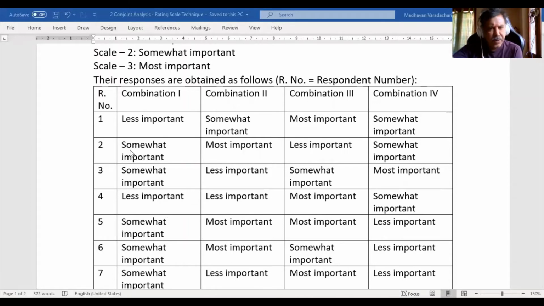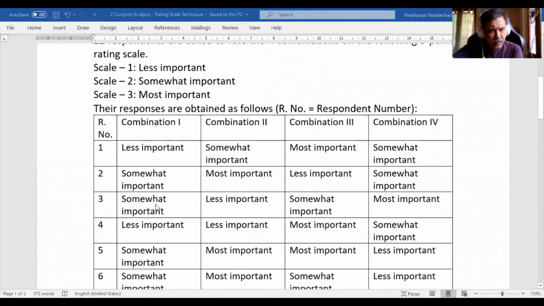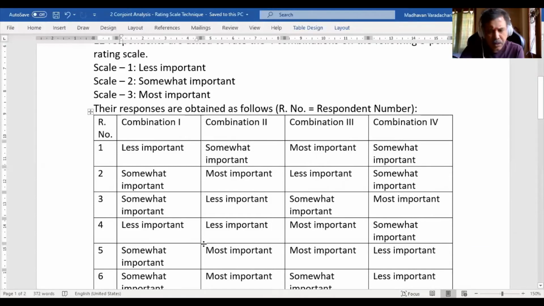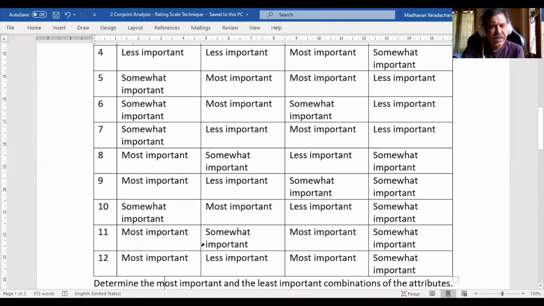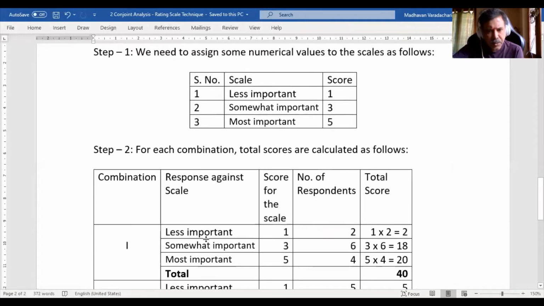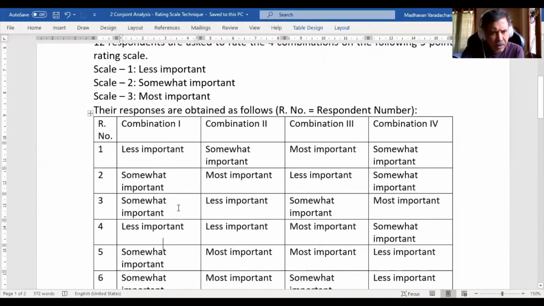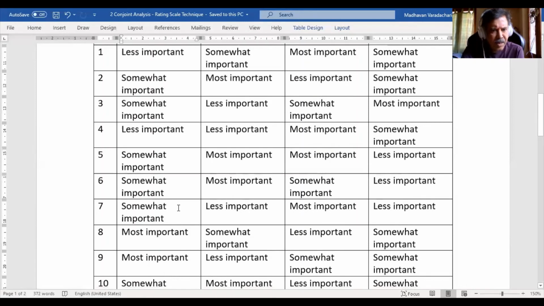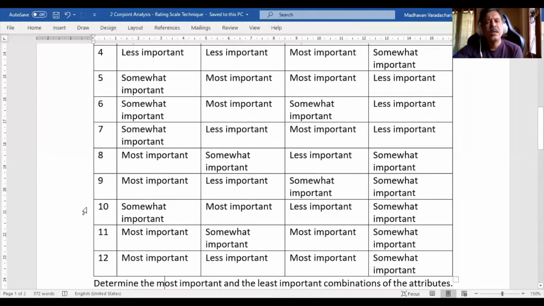Then somewhat important, if you look, one, two, three, four, five, six. Six respondents had rated somewhat important. So I wrote here less important as two, somewhat important as six. Since there are 12 respondents in total, definitely the most important will be four. We can verify that again. Most important: the eighth respondent has done it as most important, the ninth has done it as most important, the 11th and 12th. So four respondents have done most important.